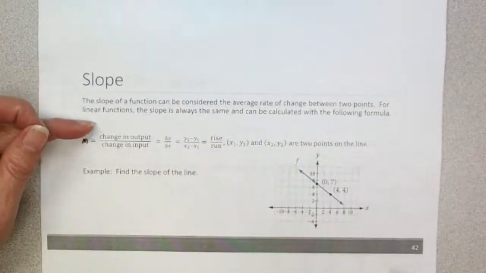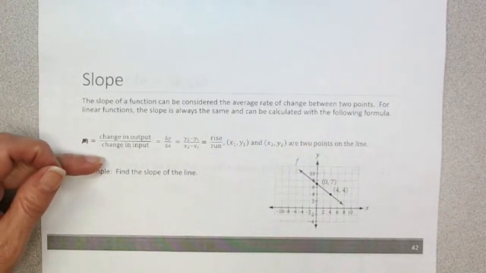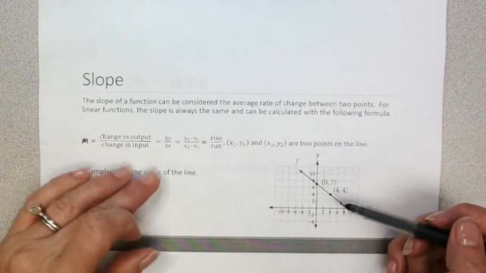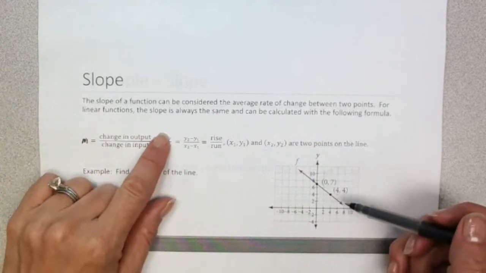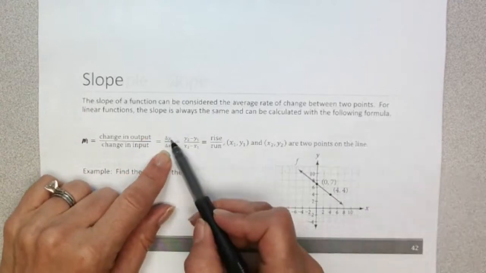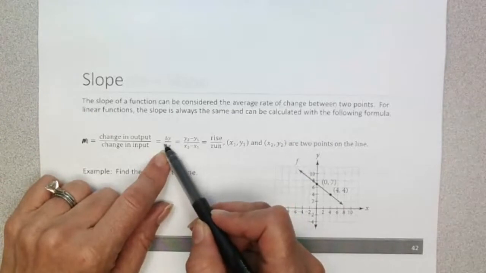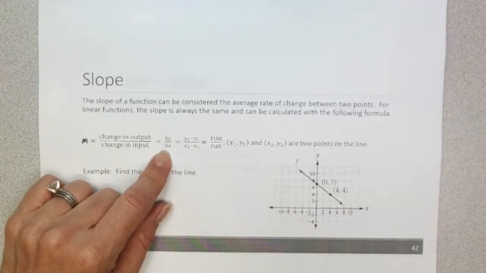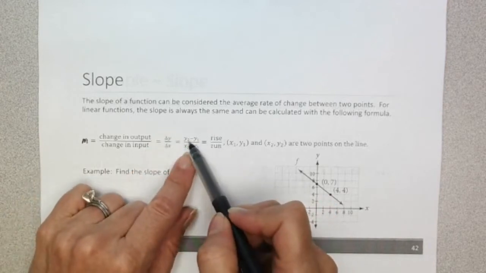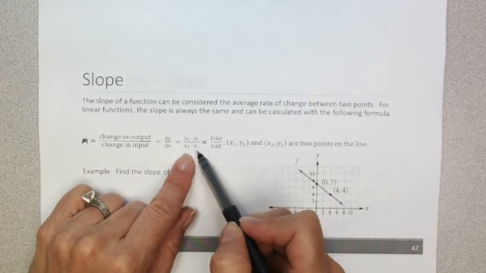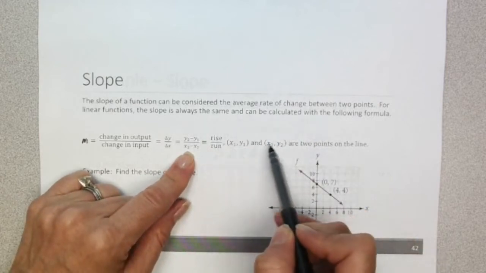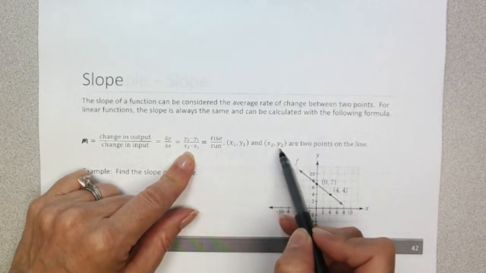And we can think about that as the change in the output over the change in the input of a function. The output of the function is going to be usually the y value and the input the x value. So we can also think about that as delta y over delta x. That just means the change in y over the change in x. Delta is just the Greek letter that means the change in. As a formula, we could write it y2 minus y1 over x2 minus x1 if we know the x and y coordinates of 2 points that are on that line, point 1 and point 2.